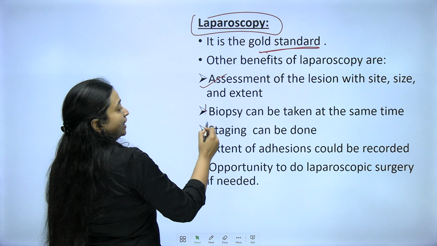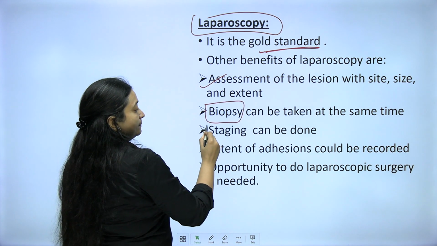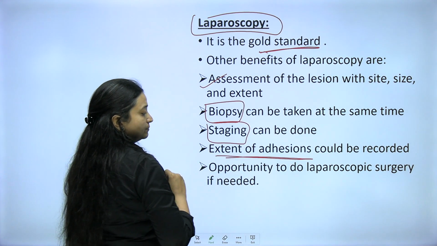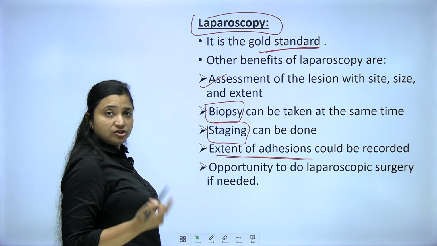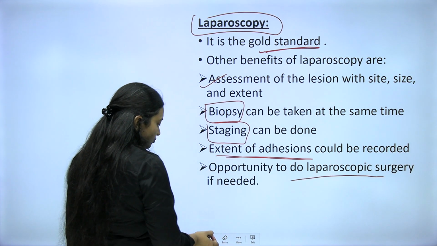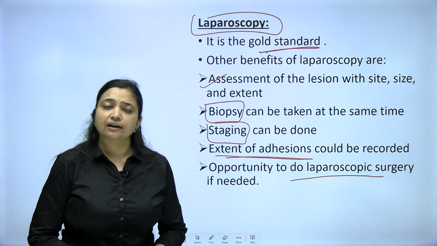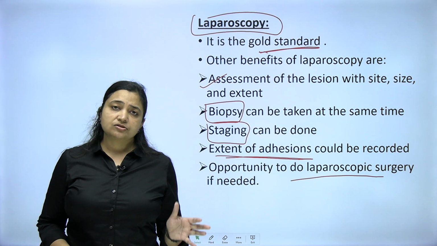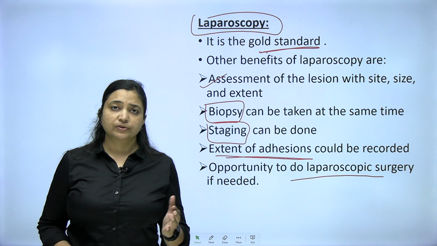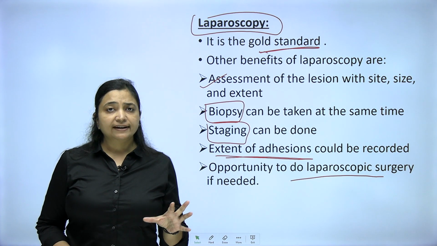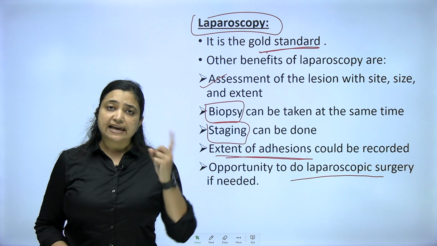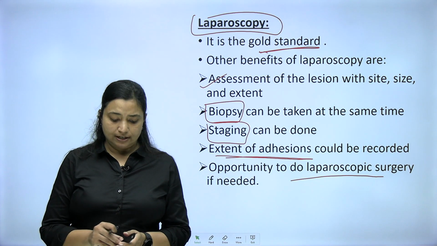At the same time, biopsy can be taken. At the same time, staging can be done. At the same time, the extent of adhesions can be seen and recorded for the patient. And there is an opportunity to do the surgery at the same time. In most cases, we suspect endometriosis from other tests, from the history of the patient and our examination, and then we suggest that we will go for a laparoscopy. If during the laparoscopy we find endometriotic spots, we will excise them at the same time. So it is diagnostic as well as therapeutic at the same time.